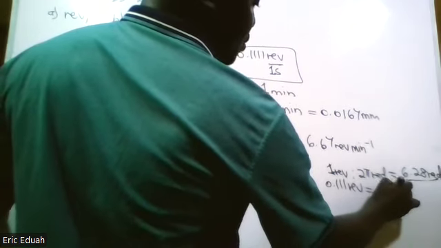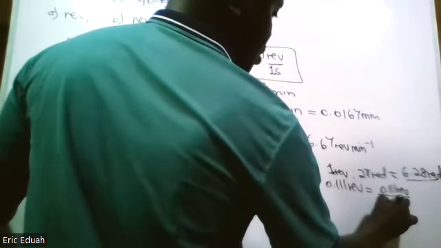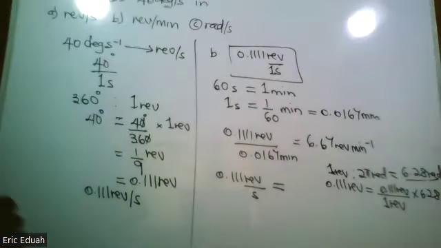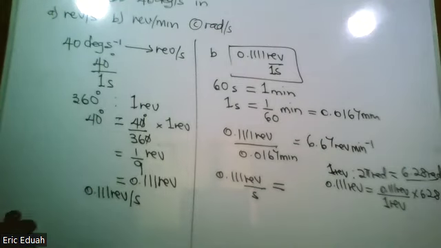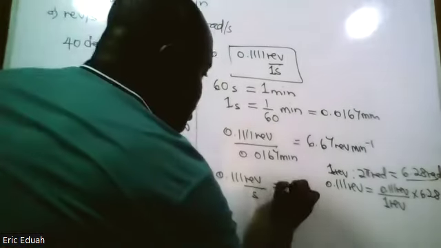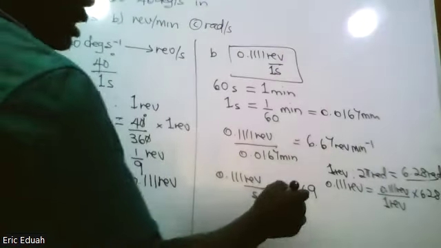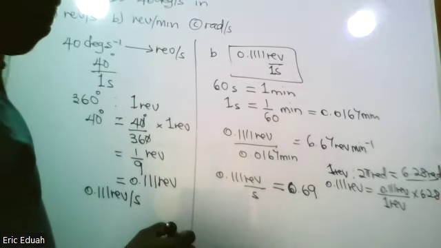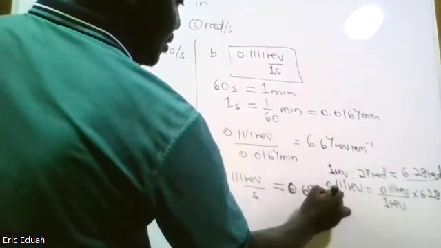Okay, so we have 0.111 rev over 1 rev times 6.28. So multiply 0.111 by 6.28. That gives 0.69. Okay. I think because we approximated. So this is radian per second.